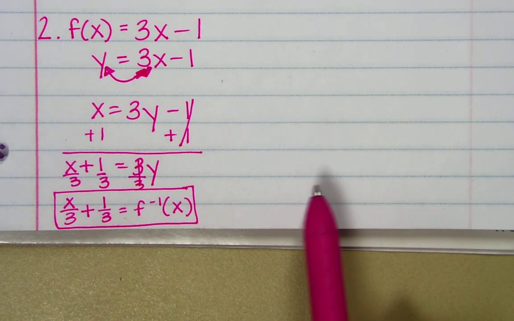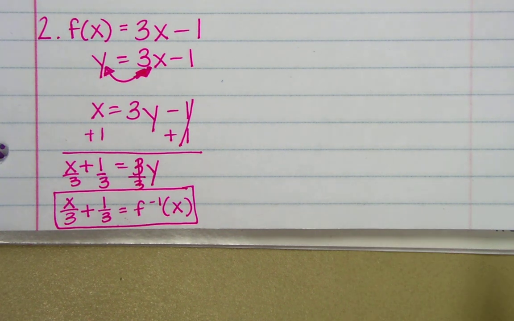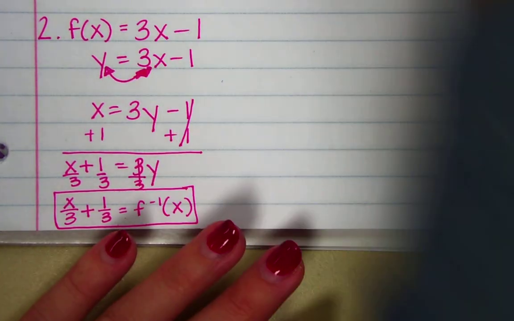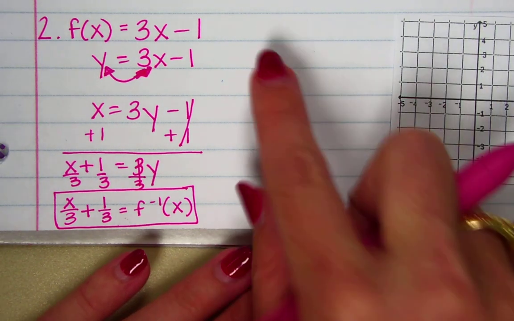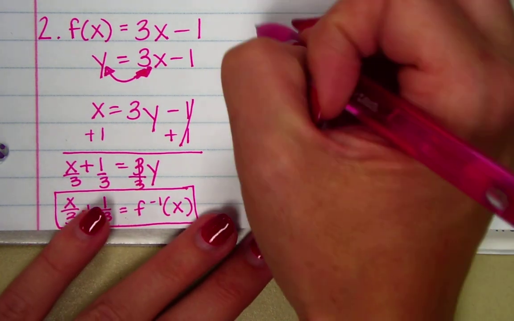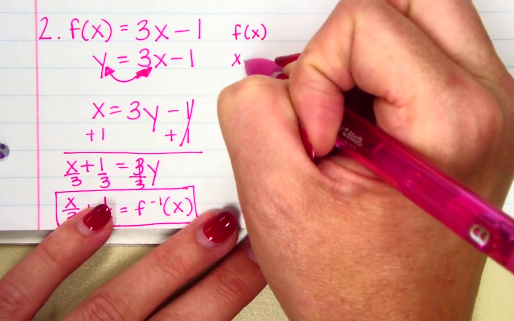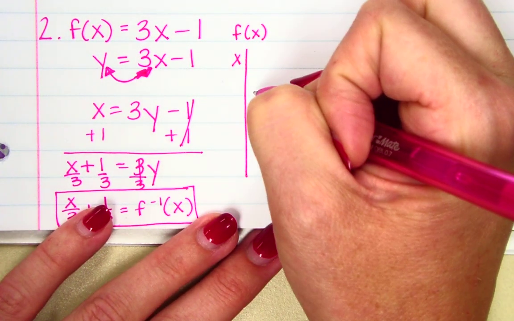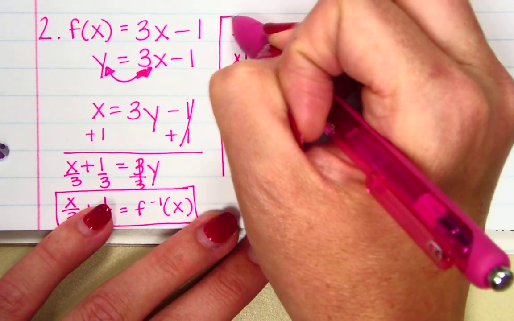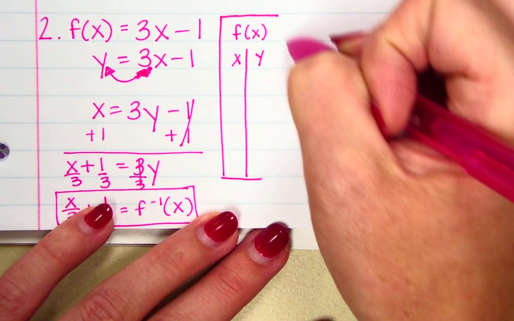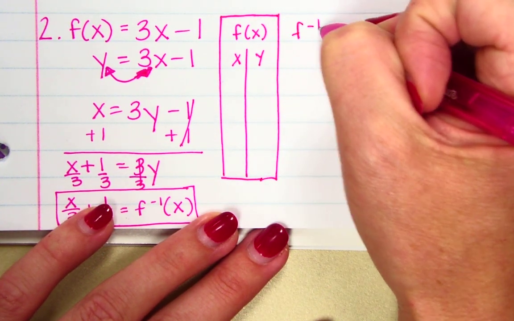But on these, since I'm trying to teach you everything about them, we're going to do a little bit more. We're going to do tables, and then we're going to graph. We're going to use one of these little graphs and put the graph right here. We're going to do the tables right here. It's kind of a tight squeeze. So I'm going to do it like this: x, y, and then f negative 1 of x.